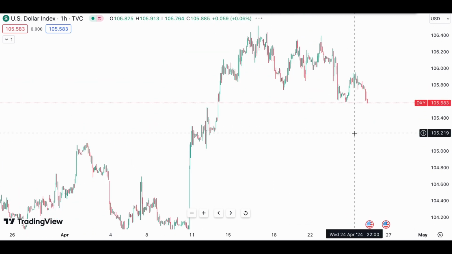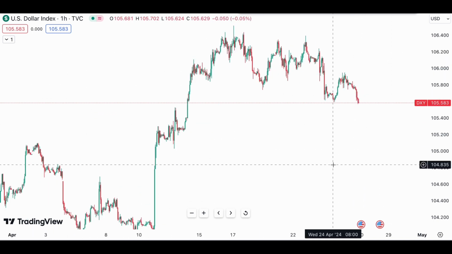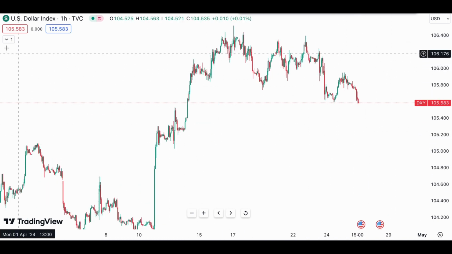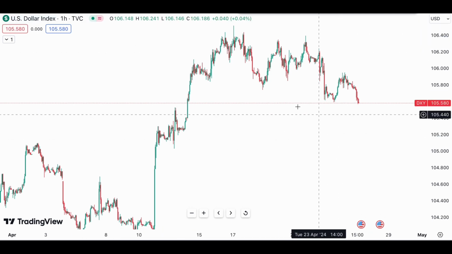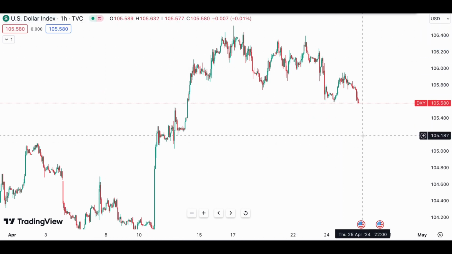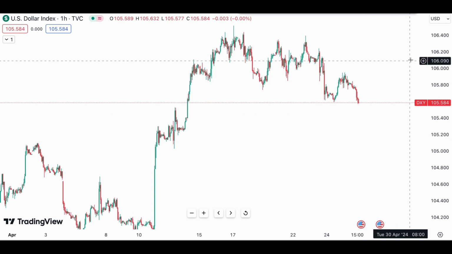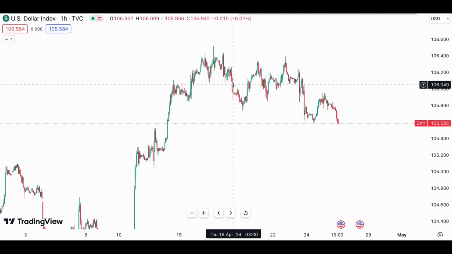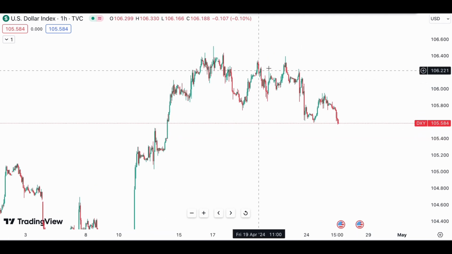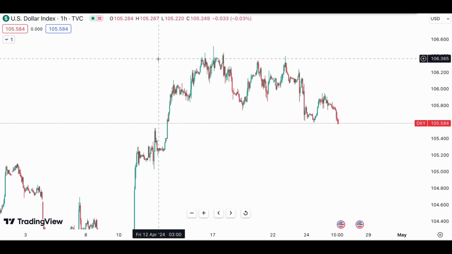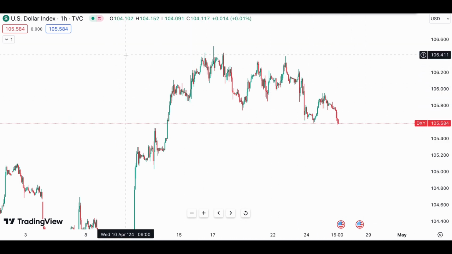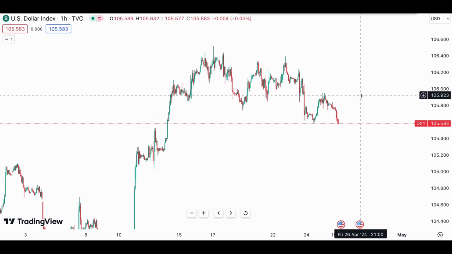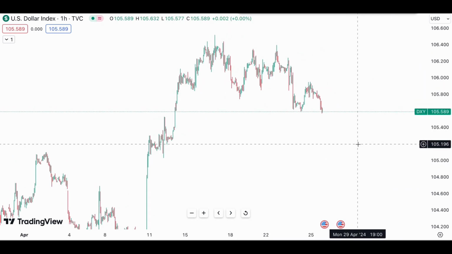So right here, in this video we try to analyze this pair. This is the dollar index. The dollar index will affect most of the pairs, because out of the 100 pairs out there, most of them are related to the dollar, especially our major pairs like EUR/USD, GBP/USD, USD/JPY, and so forth.